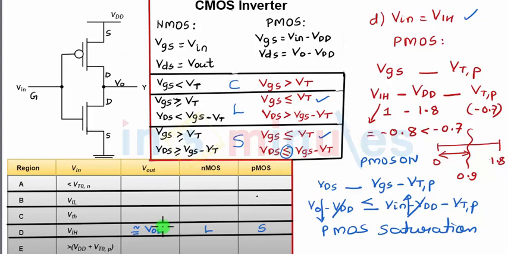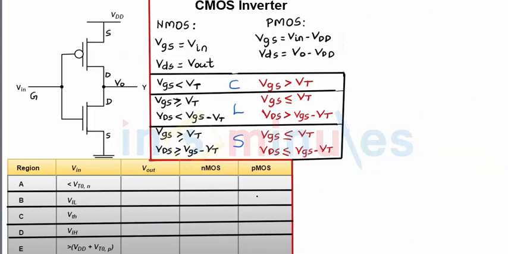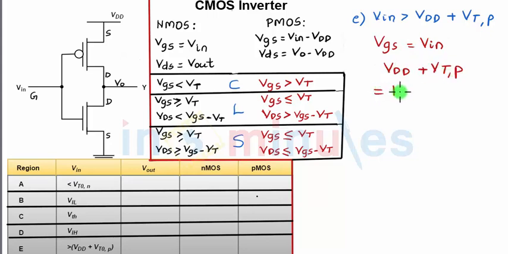Now let's quickly go ahead and take the last case. Last case is when my input is greater than VDD plus VTP. Let's start with NMOS. VGS, which is nothing but Vin, which is nothing but VDD plus VTP, which is nothing but 1.8 plus VTP, which is minus 0.7 technically, so this is nothing but 1.1, which will be greater than the threshold voltage, which is nothing but 0.7. So my NMOS is on.